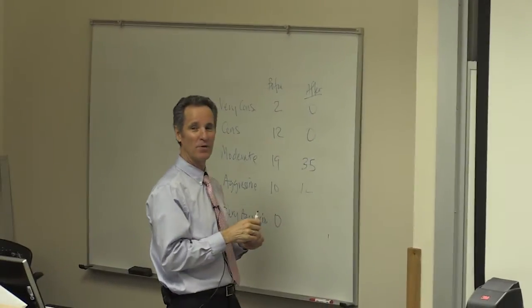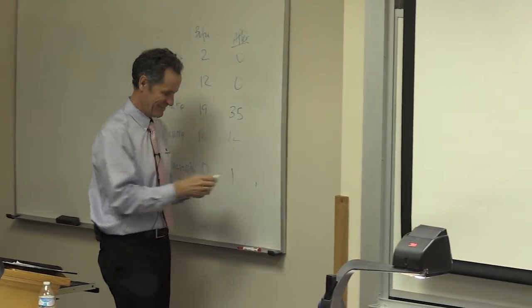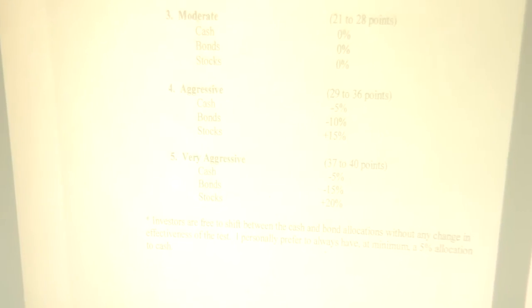And anyone very aggressive, which is beyond 36? Okay. So our point here is, now what we've done is we've taken this risk tolerance test, and now you know what kind of an investor you are. So now you tell me what kind of an investor you are.